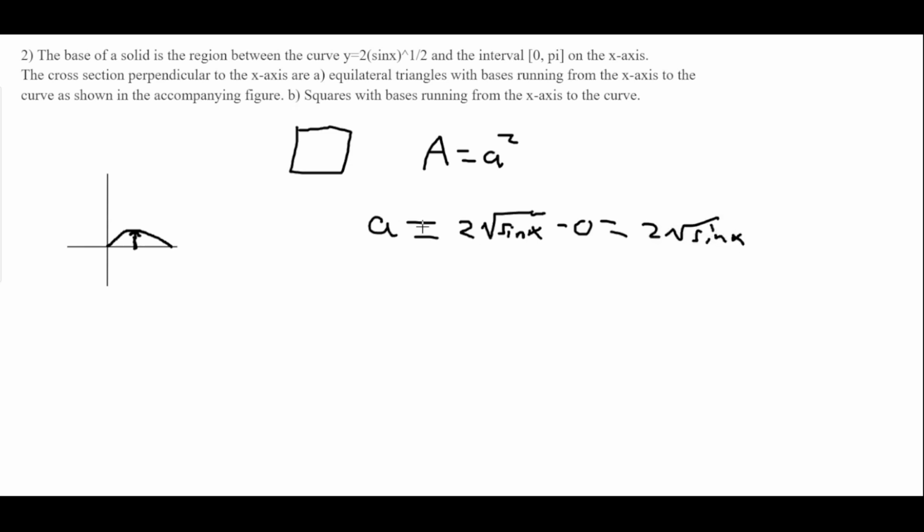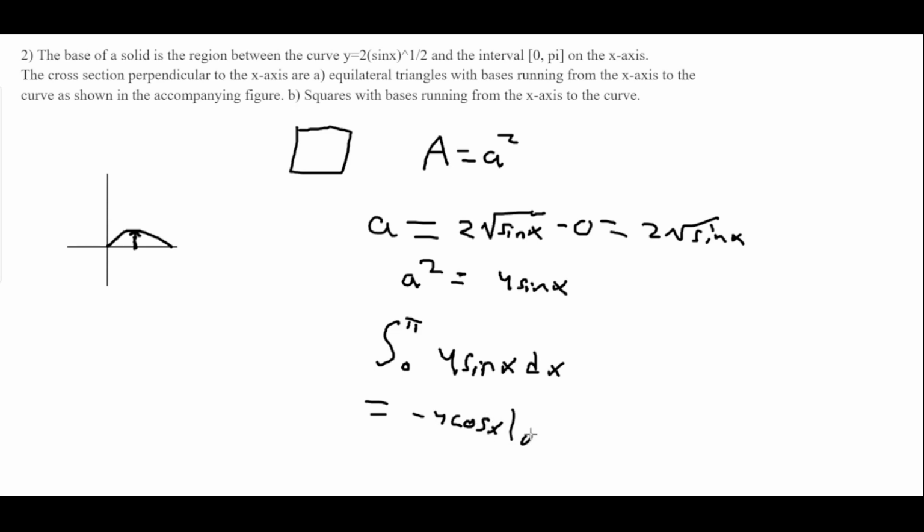Since we have the base of the square now, we can find the area, which is the base squared. So a squared is equal to 4 sine x. In order to find the volume, we're just going to integrate it, going from 0 to pi. 4 sine x dx, and we're going to have -4 cos x from 0 to pi. Cosine of pi is -1, so we have 4, minus cosine of 0 is 1, plus 4, and it'll get you 8.